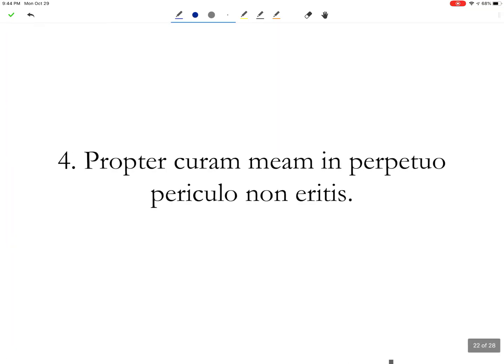Propter curam meam in perpetuo periculo non eritis. Propter governs the curam and the meam: on account of my concern, my care. In constant danger, in perpetuo periculo, you will not be. This is the second plural, future active indicative. So, on account of my care, you will not be in constant danger.